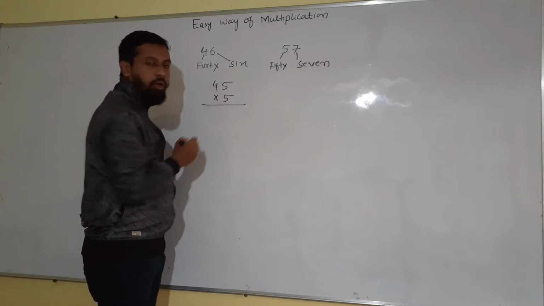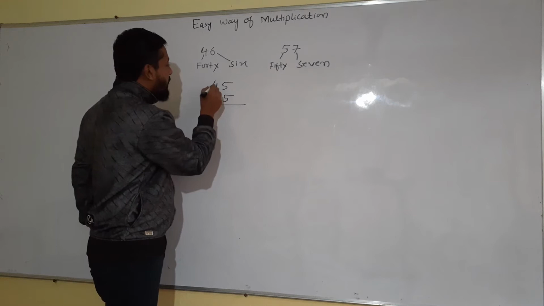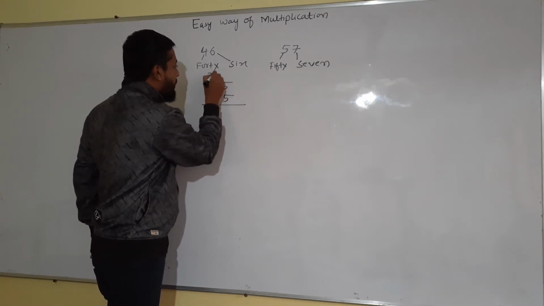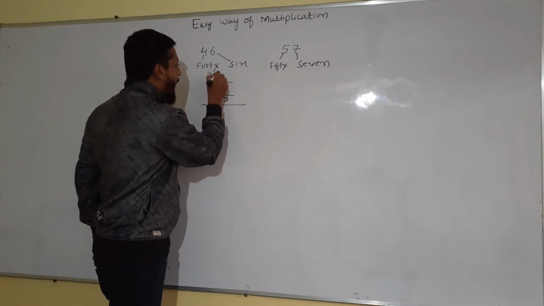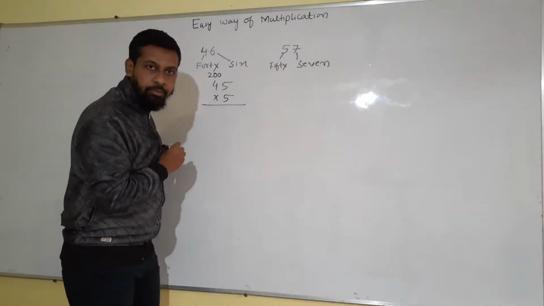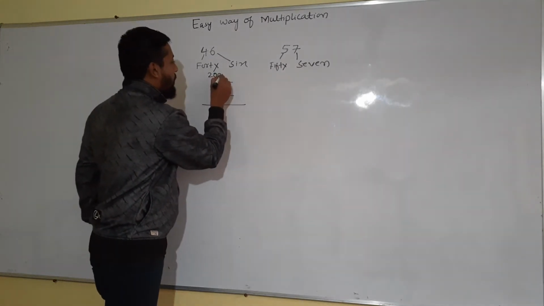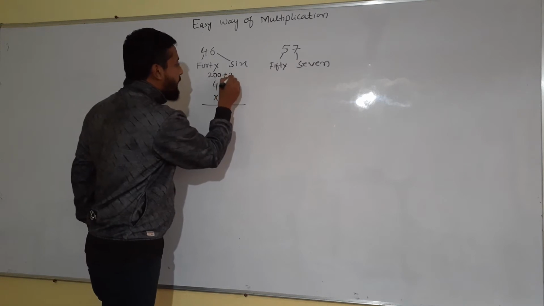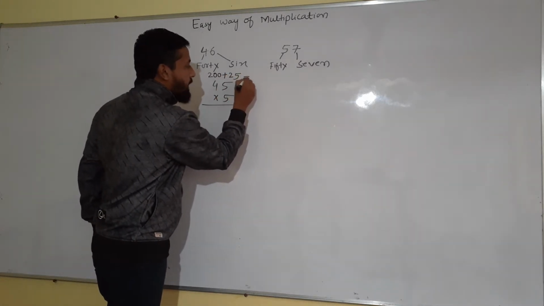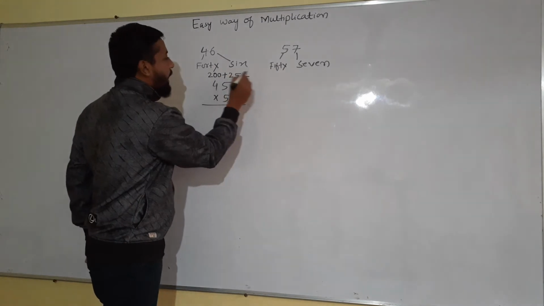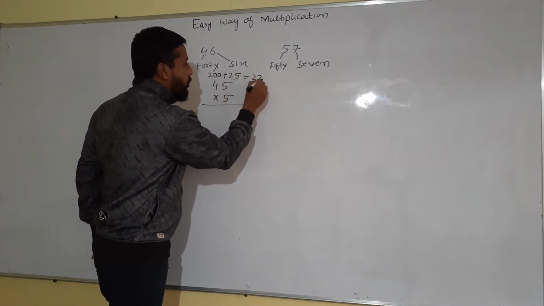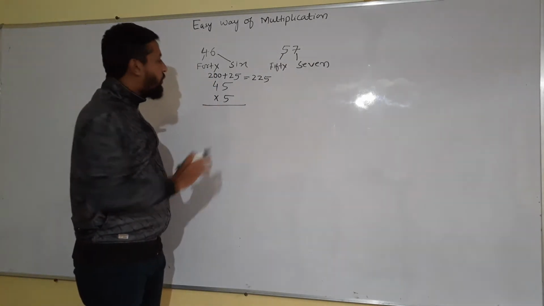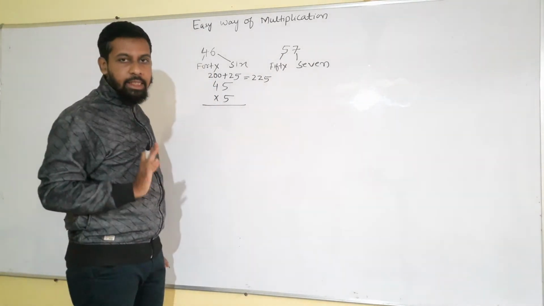5 4s are 20. This is not 4, this is 40. So 5 4s are 20. Because it is 40, I can add 1 zero here. Now plus 5 5s are 25, so 200 plus 25 is equal to 225. This is very easy. Without solving also you can tell the answer.